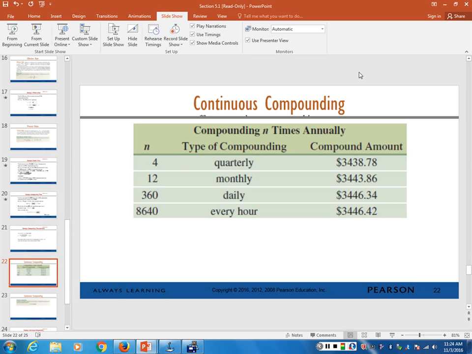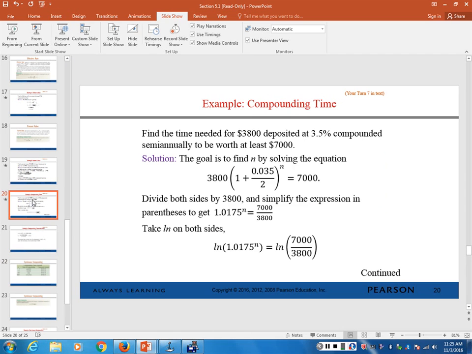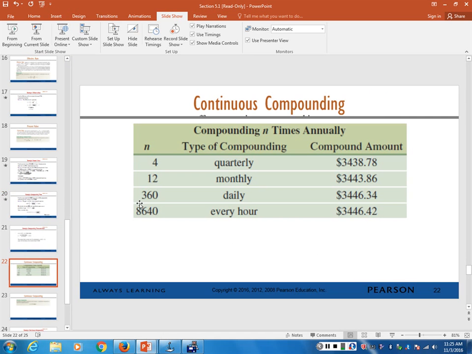Now we're going to talk a little bit about continuous compounding. I think we left out one of the problems on here. Let me go back and look. No, that was the one we just did. Okay. Let's talk about continuous compounding.